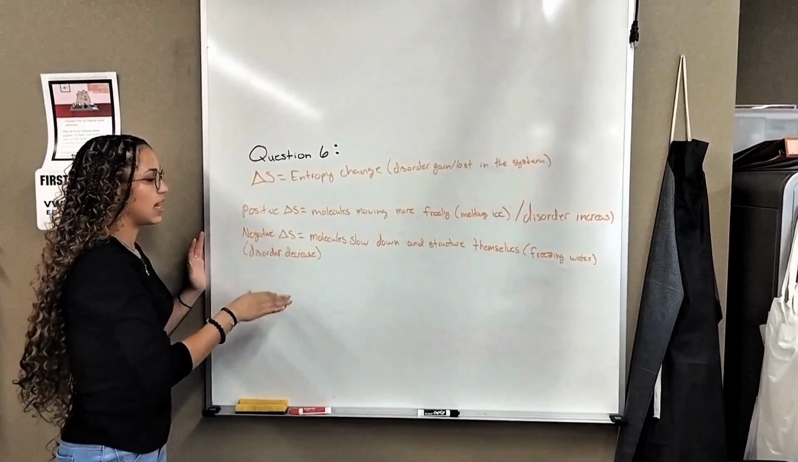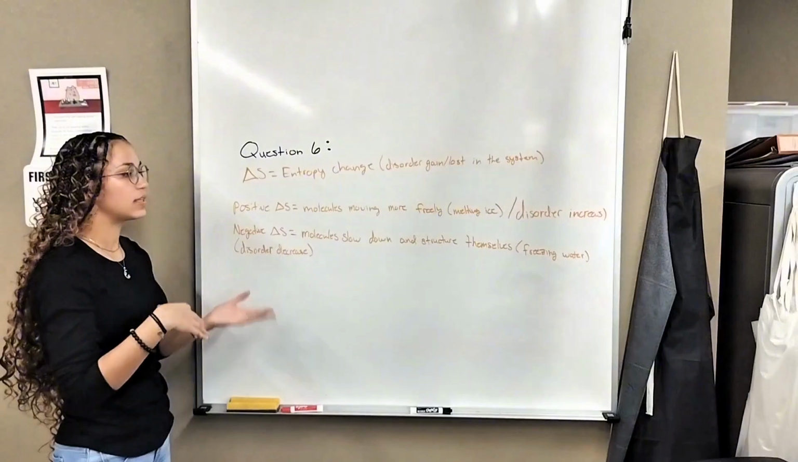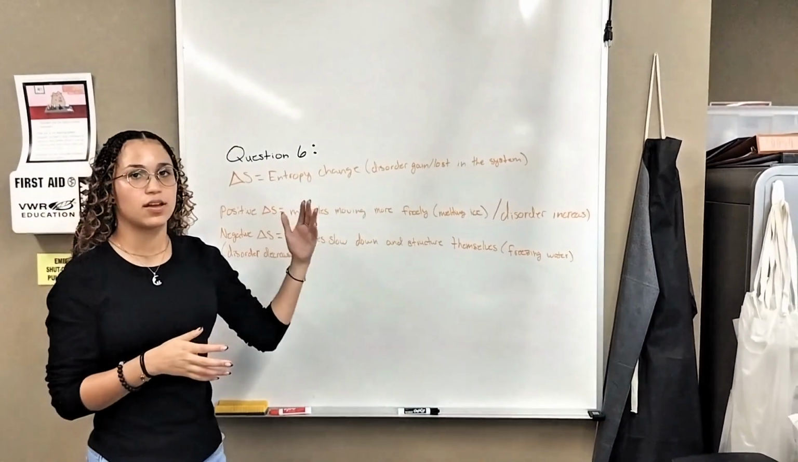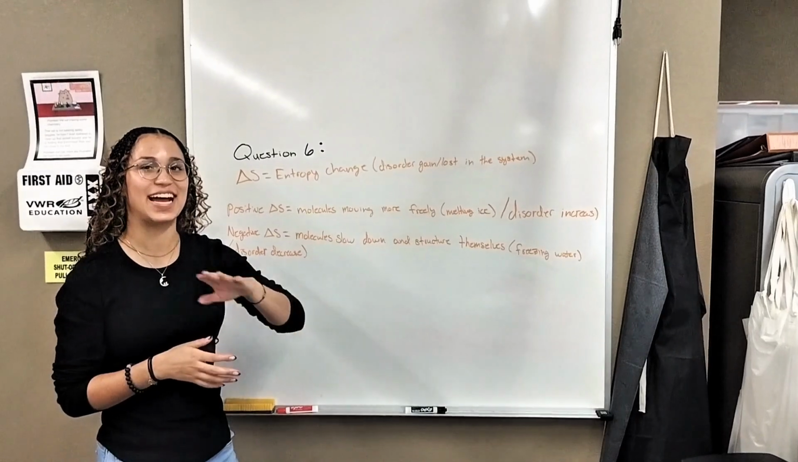A negative delta S means that the molecules are slowing down and they start structuring themselves. An example of this is water turning into ice.